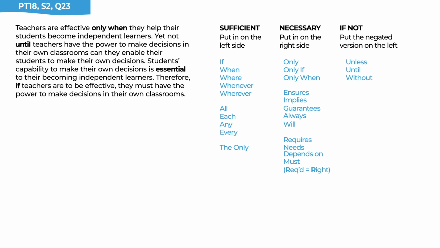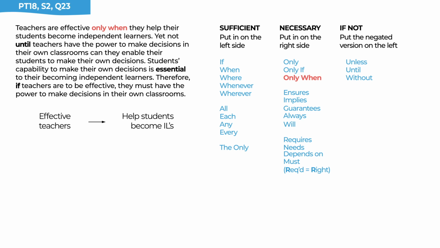So returning to this paragraph, the first one we saw was only when, which is just like only if. It introduces a right side idea, a necessary condition. So helping students become independent learners has to be on the right side of the arrow. And that means being an effective teacher goes on the left.